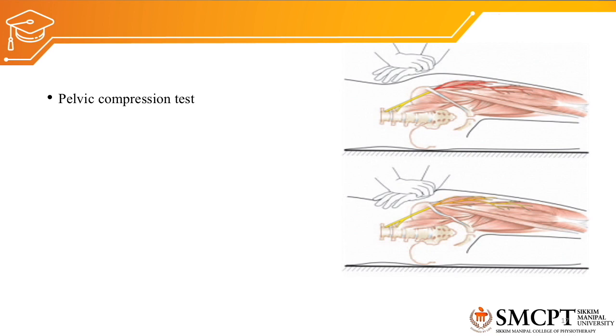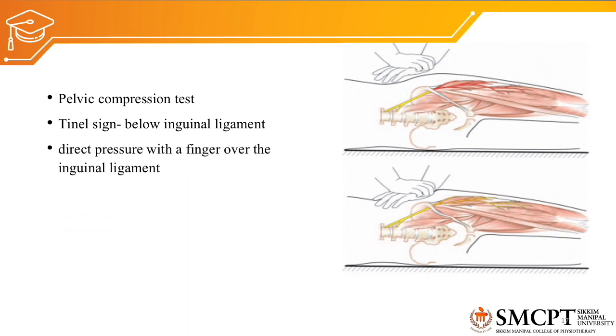We'll ask the patient to lie in side lying position, and then the therapist will compress the pelvis at the area of ASIS, and the patient will complain of tingling and numbness. If patient complains of tingling and numbness, then pelvic compression test is positive. Tinel sign, that is tapping of the nerve just below the inguinal ligament, also may produce similar symptoms, which is called as Tinel sign positive. And direct compression to the nerve by the thumb or finger also can produce similar symptoms.